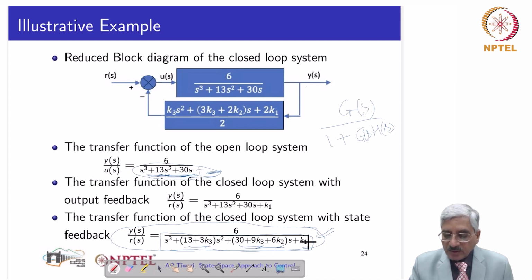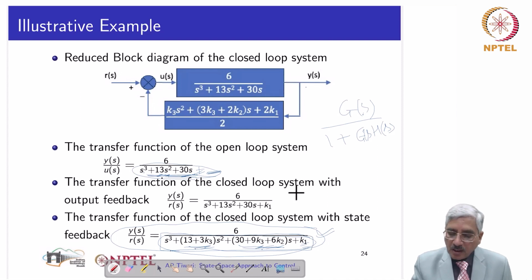So through a suitable choice of the gains k1, k2 and k3, the denominator of the transfer function can be changed, and all coefficients can be changed based on k1, k2 and k3, and any choice will be possible. So based on state feedback, the characteristic polynomial of the system, or denominator of the transfer function, can be arbitrarily changed, meaning that the poles can be arbitrarily assigned.